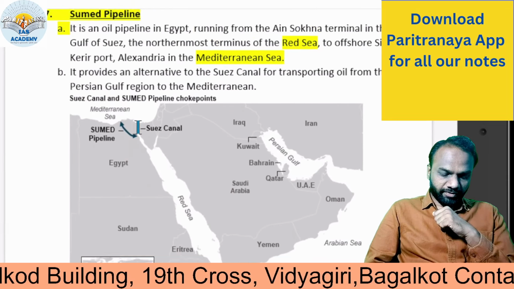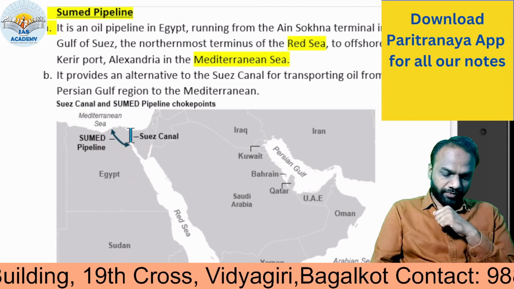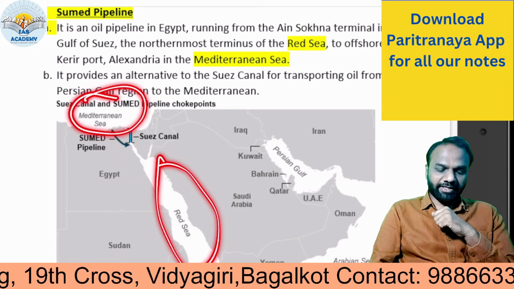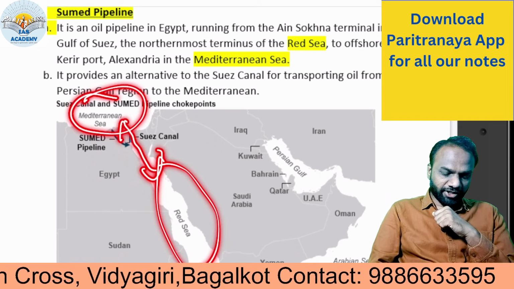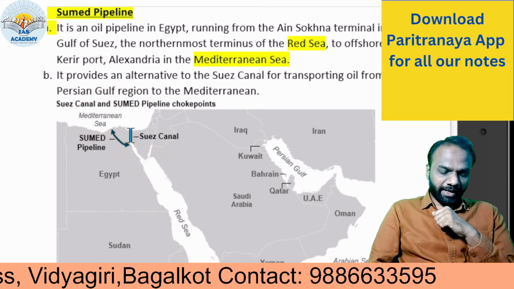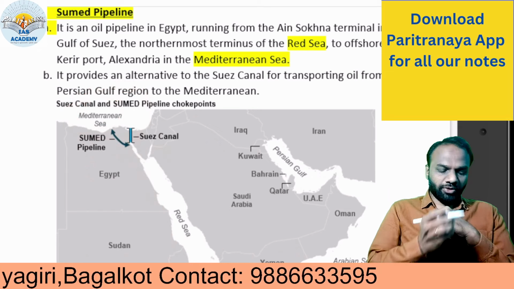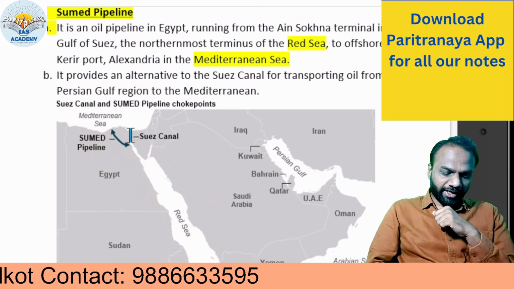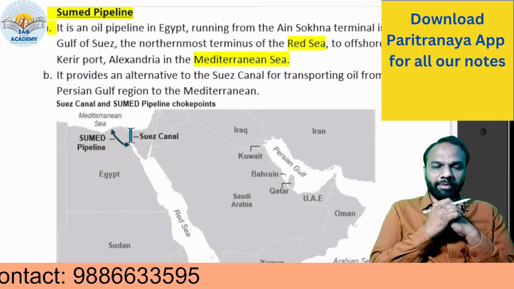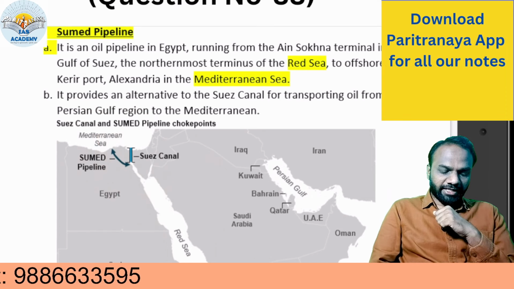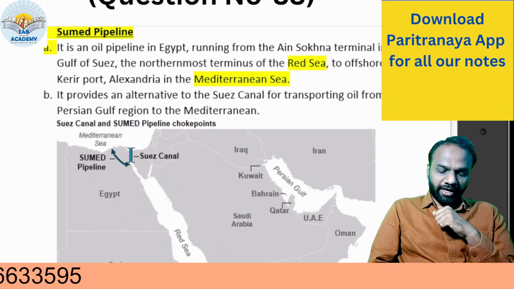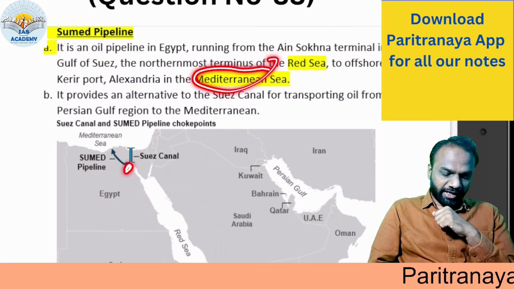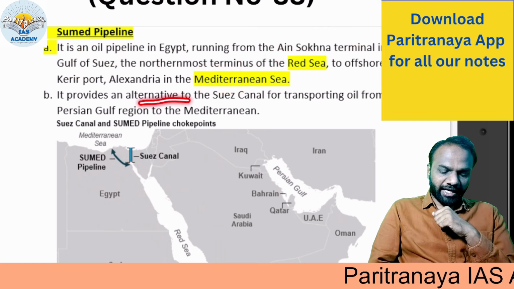So if you look here, this is the Red Sea, and here we have the Mediterranean Sea. The Mediterranean Sea and Red Sea are connected by the Suez Canal. Now sometimes if there is some kind of problem with respect to this Suez Canal, this pipeline is an alternative path to connect the Red Sea with the Mediterranean Sea. So it's an oil pipeline in Egypt running from the Ain Sokhna terminal in the Gulf of Suez, the northernmost point of the Red Sea, to the Mediterranean Sea. So it connects the Red Sea to the Mediterranean Sea. It provides an alternative to the Suez Canal.